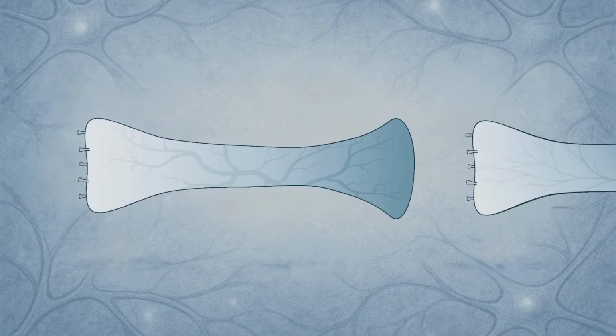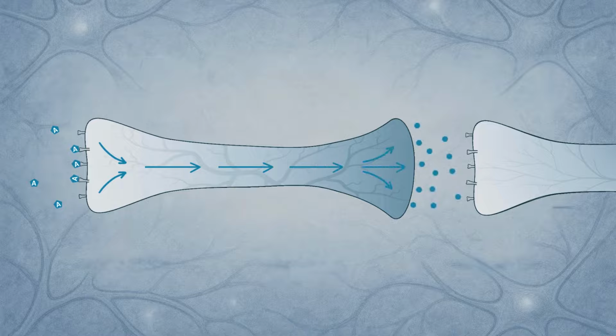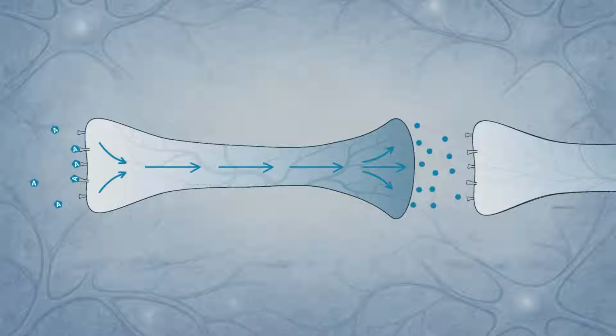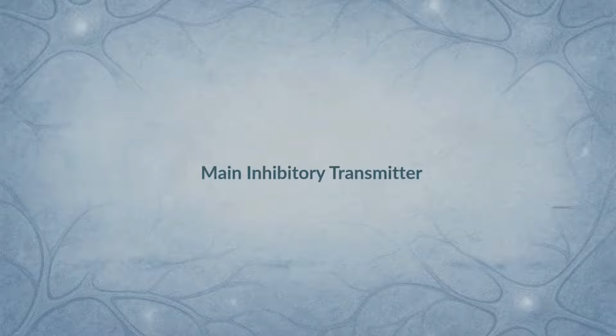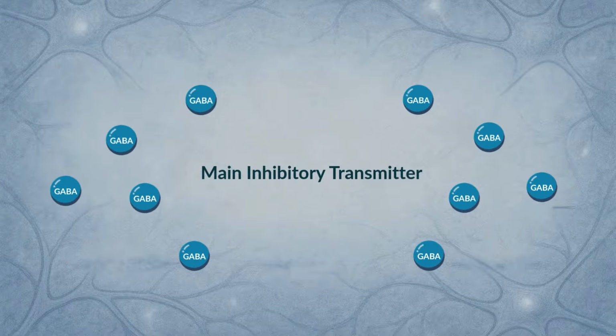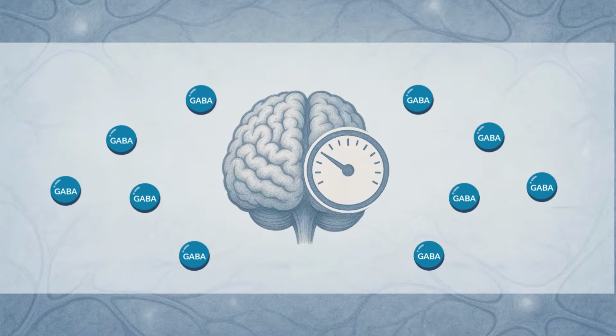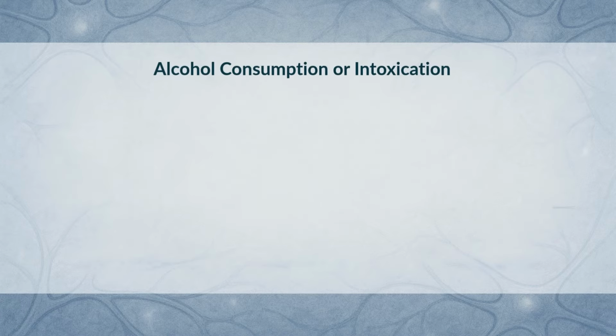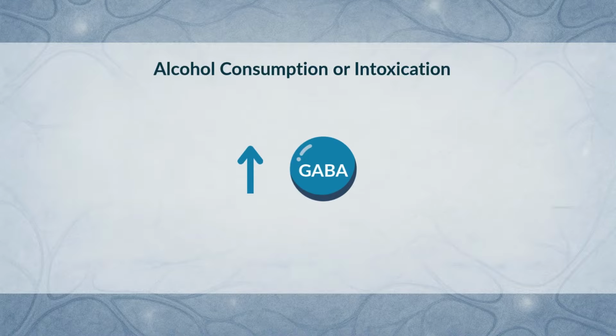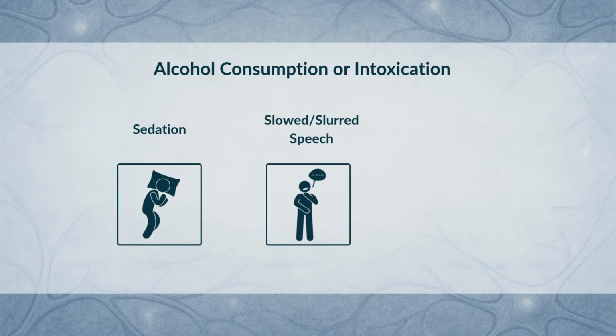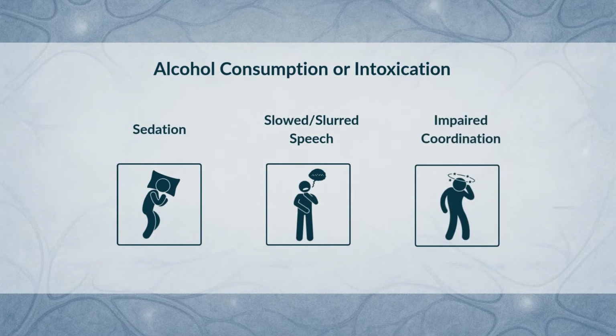Alcohol acts as a GABA agonist, meaning it binds to and activates or increases the activity of the GABA receptors. As the main inhibitory neurotransmitter, when there's more GABA around, we see increased inhibition. Things are slowed down. It makes sense that in the acute setting, alcohol consumption or intoxication, which causes increased GABA activity, leads to symptoms such as sedation, slowed or slurred speech, and impaired coordination.